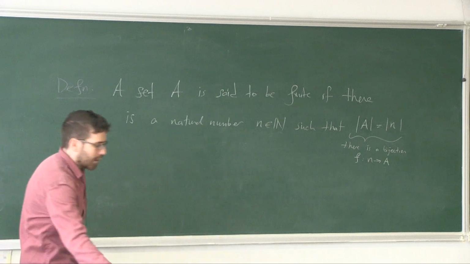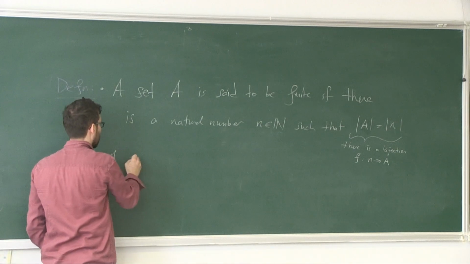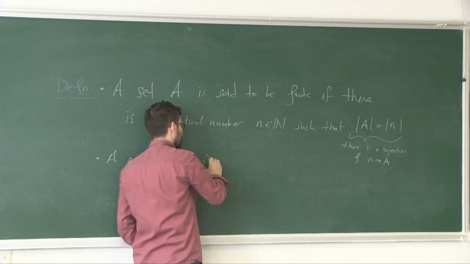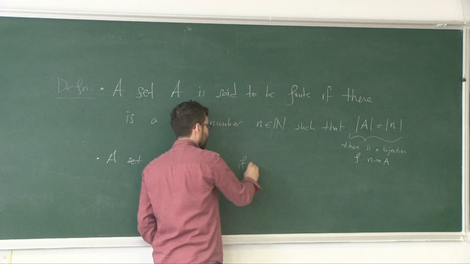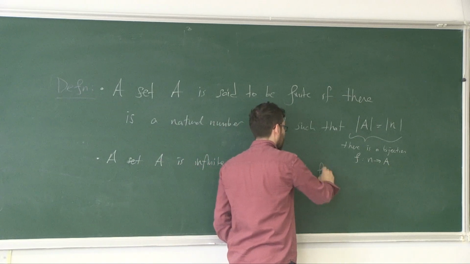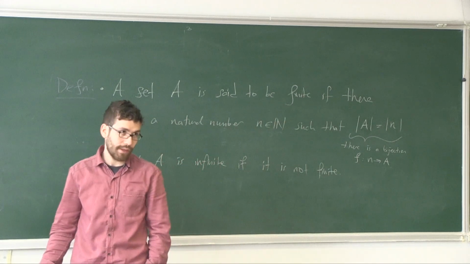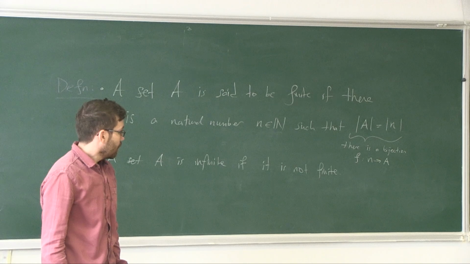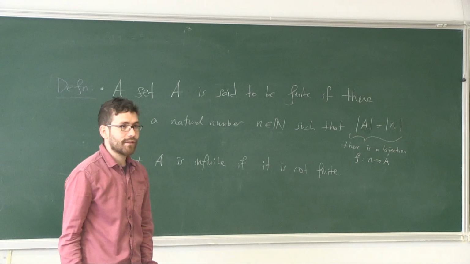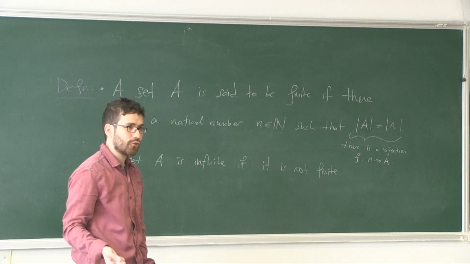So, let's define what it means for a set to be infinite. A set A is infinite if it is not finite. Sets that are not finite are called infinite. Okay, now what's an example of an infinite set? I'm actually asking. Natural numbers.